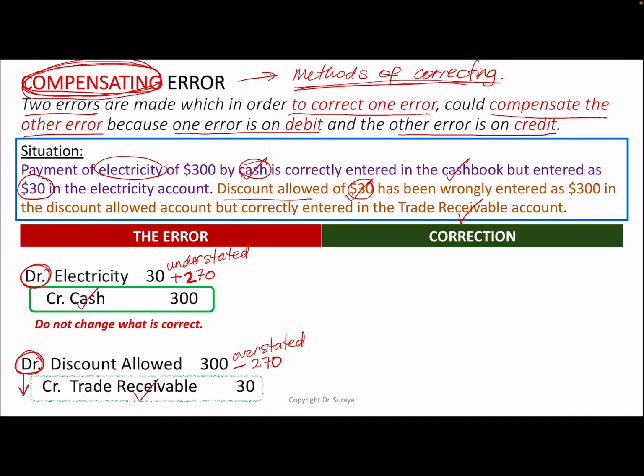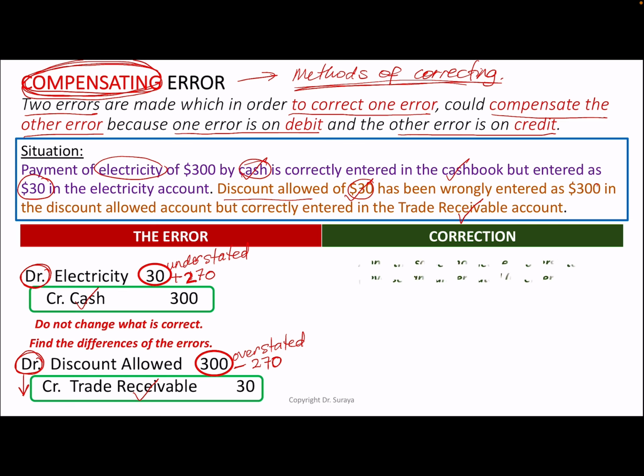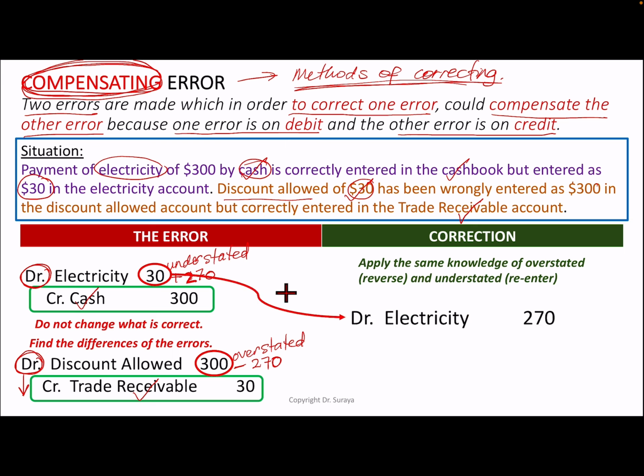Okay, so now do not change what is correct. Apply the same knowledge of overstated and understated. Debit becomes debit. Add the other 270. 300 minus, so debit becomes credit, now to minus 270. Now you have corrected compensating. You have compensated these two errors against one another. So this is how you correct them.